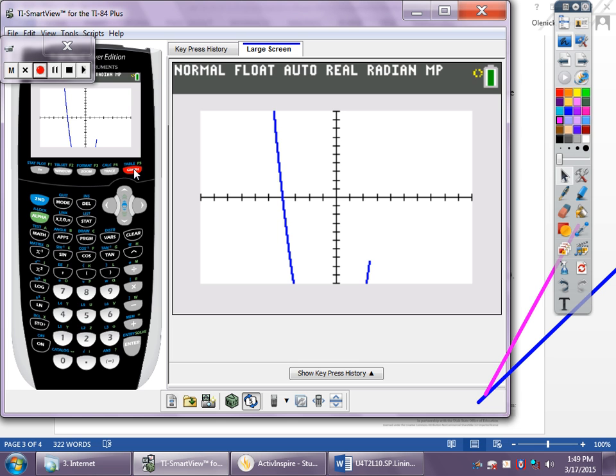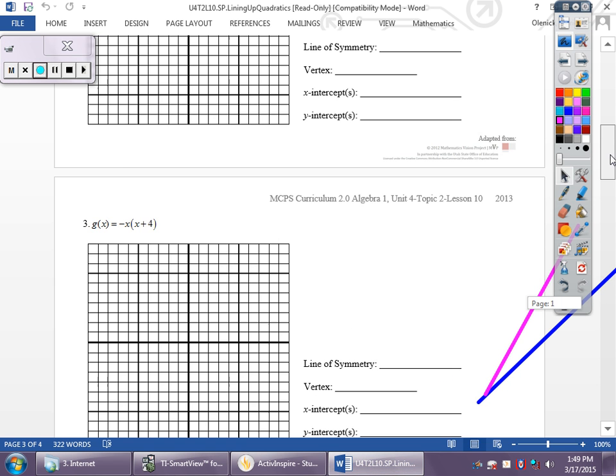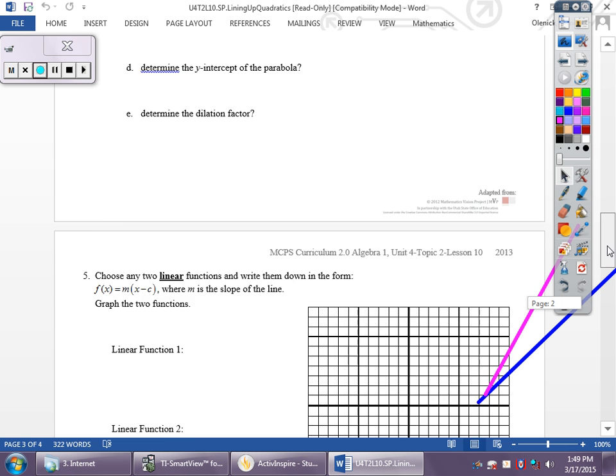Okay, the blue is my parabola. The red is the first line we graphed in number 5. And the black line is the second line we graphed. Now, unless we scroll down, you can't see the vertex, but you kind of get a feel for that. So we're just going to do a rough sketch. So let's go back to number 5, and we're going to add the parabola, making it a rough sketch.